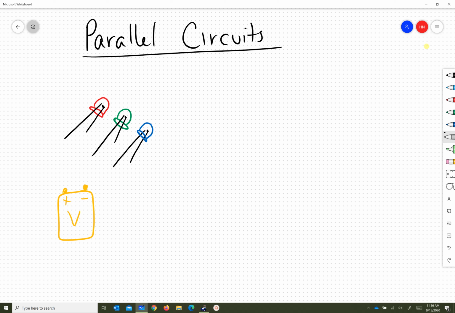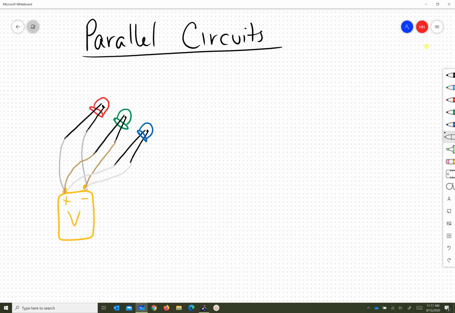Now, this means that each LED is connected directly to the battery. So the positive side of the battery goes to the positive side of that LED, and the negative goes to the negative side of the LED, directly to the battery. So again, the red LED is connected directly to the battery. I'll use a slightly different color, that brownish color. So the second LED is also directly connected to the battery, like so. And the last LED is also connected directly to the battery, like so.